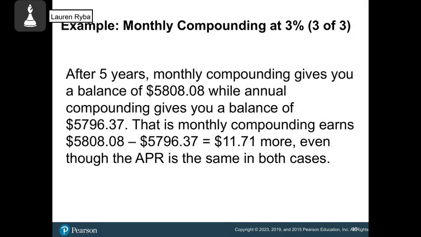After 5 years, we had that value of monthly compounding, $5,808.08, versus annual was $5,796.37. So we could subtract those two to calculate the difference in amount of money. And it may only be $11.71, but if you are investing larger and larger amounts of money, that difference is going to actually be a lot greater. And again, you're going to always want to look for those accounts that compound more frequently versus simple compounding or just once a year.